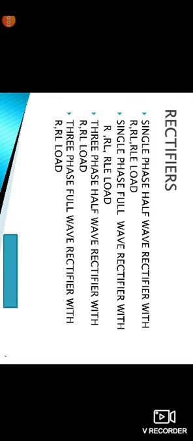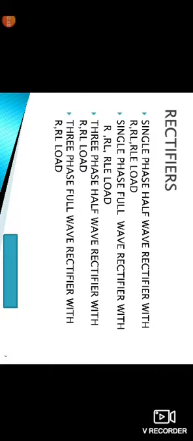And the rectifiers are: single phase half wave rectifier with resistor load, resistor inductor load, and resistor inductor and voltage load. These are the single phase. Then single phase full wave rectifier with resistor, resistor inductor, resistor inductor and voltage load. And three phase half wave rectifier with R, RL load. And three phase full wave rectifier with resistor, resistor inductor load.